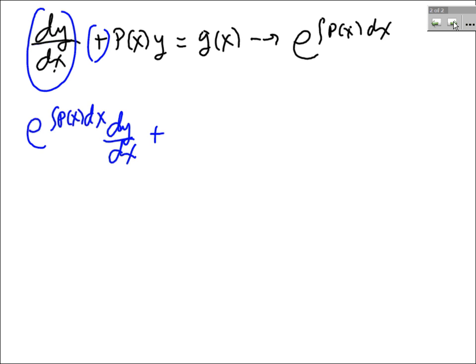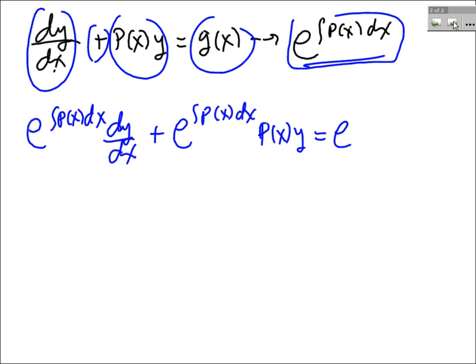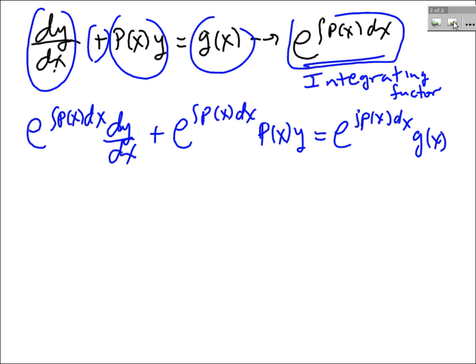plus, now I'm going to multiply that by our magic function, p of x times y, and I'm going to take g of x and multiply it by our magic function. The magic function happens to be called an integrating factor. But that's just the name. I'm not big on names. It's concepts that matter.